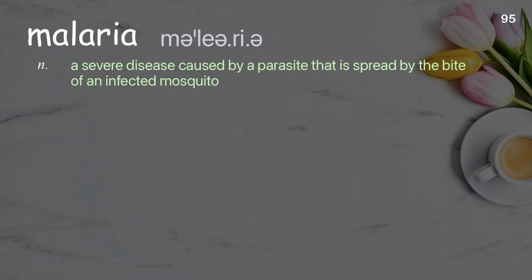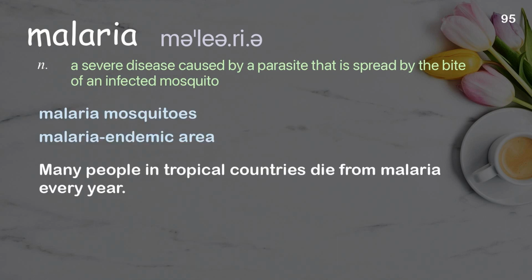Malaria: a severe disease caused by a parasite that is spread by the bite of an infected mosquito. Examples: malaria mosquitoes. Malaria endemic area. Many people in tropical countries die from malaria every year.